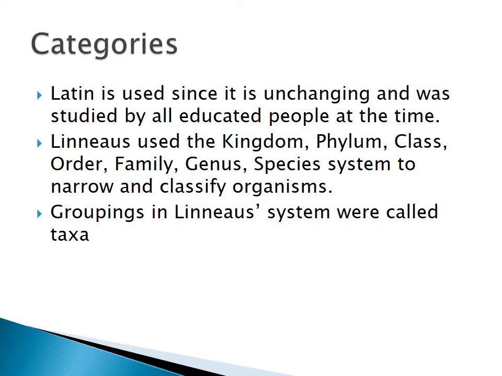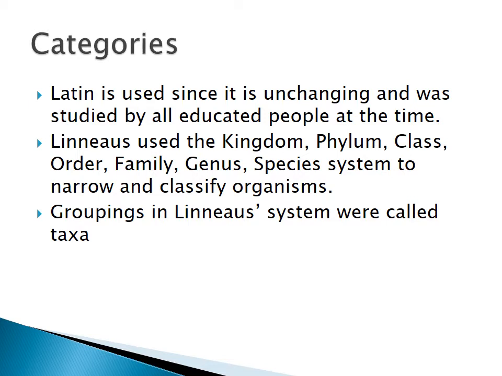So back in the 1700s, when Linnaeus came up with this binomial nomenclature, he decided it should be in Latin. And that was because Latin is a language that was unchanging. It was also a language that was studied by all educated people at the time. So those that were currently doing work on studying plants and studying animals would be able to name those plants and animals because they would know Latin.